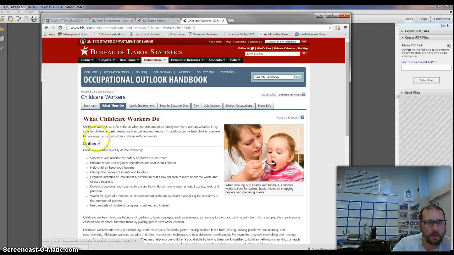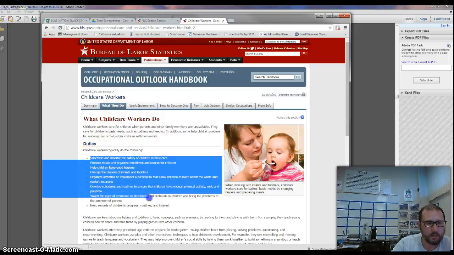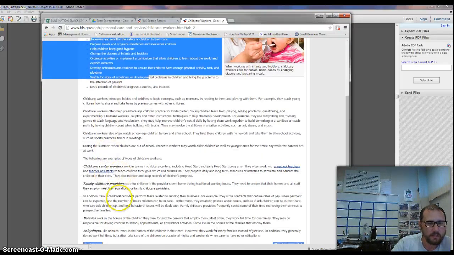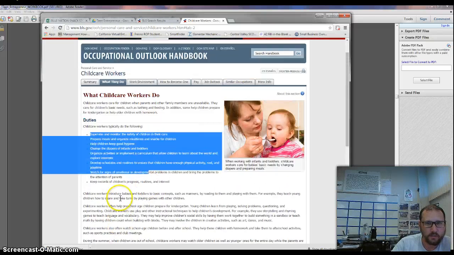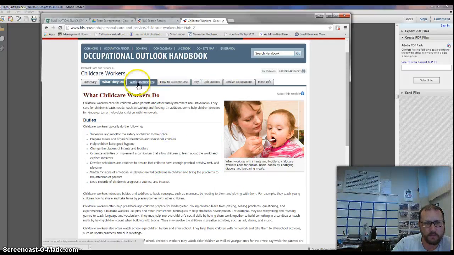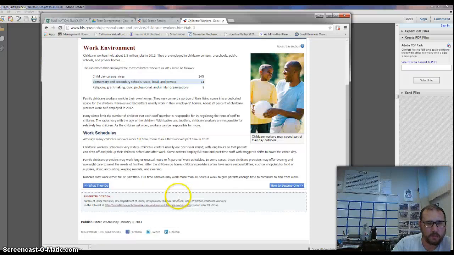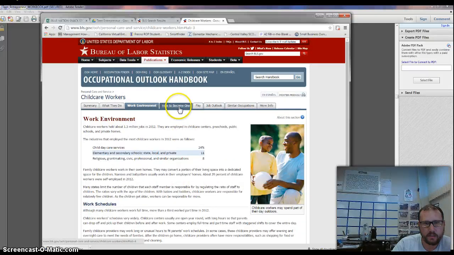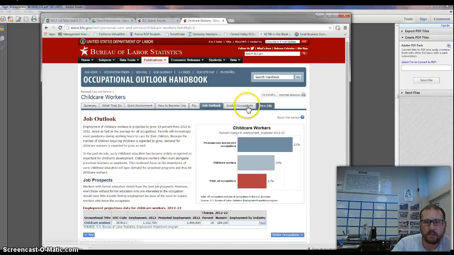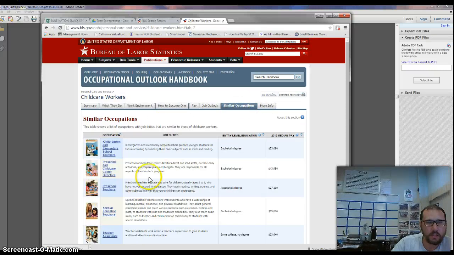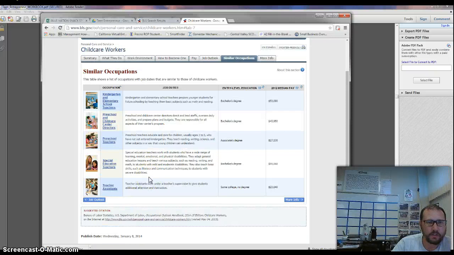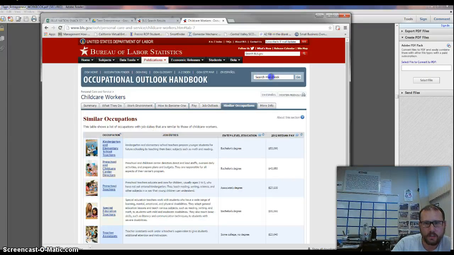Here's another tab about what they do. So there's all sorts of duties for a child care worker. All sorts of information right here that you can use for your products and services description. You've got a work environment tab, so you can look at schedules and that sort of thing, how to become one, pay, job outlook, similar occupations. So obviously if you're in childcare, you could go into the education sector. Let's look at one more.